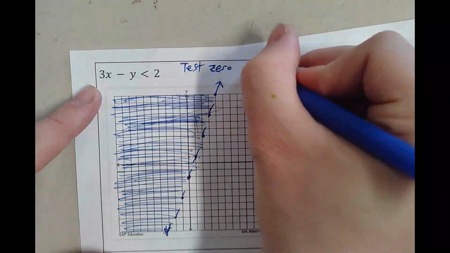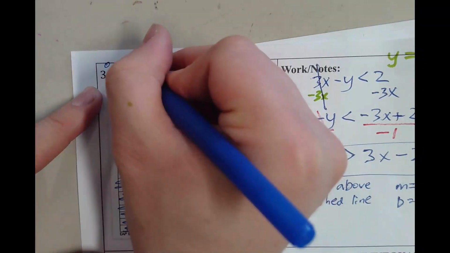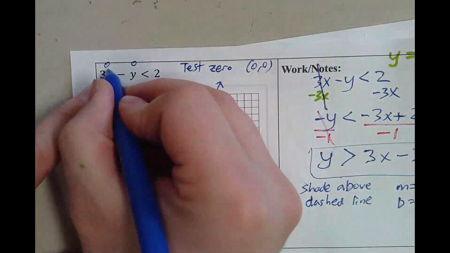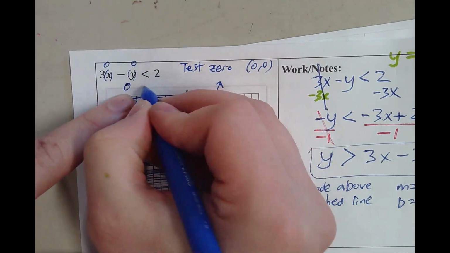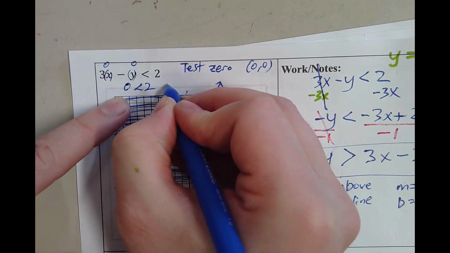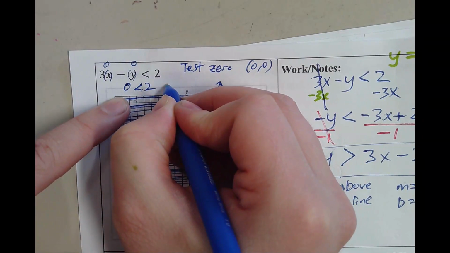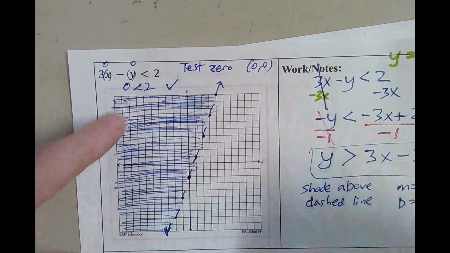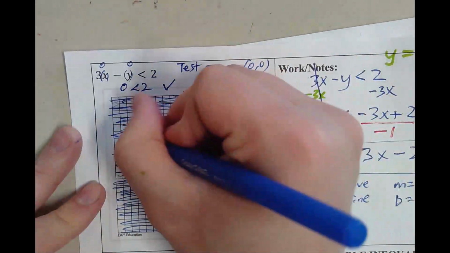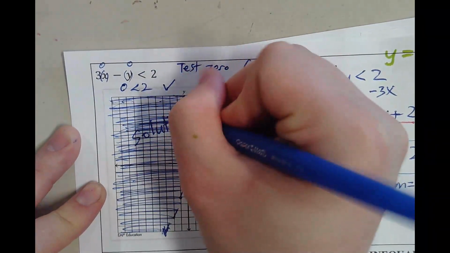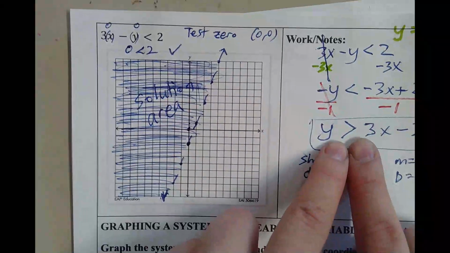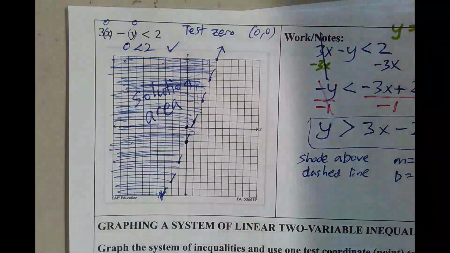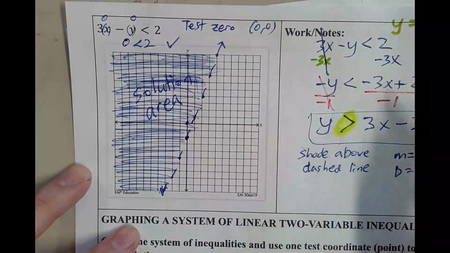If I plug in 0, 0, would it be true? What's 3 times 0 minus 0? 0. Is 0 less than 2? I think it is. Yeah, 0 less than 2. Yes! That means 0, 0 is a solution, meaning we graphed our solution area correctly. This is the correct solution area because we switched the sign. If we didn't switch the sign, we would have gotten the wrong answer.